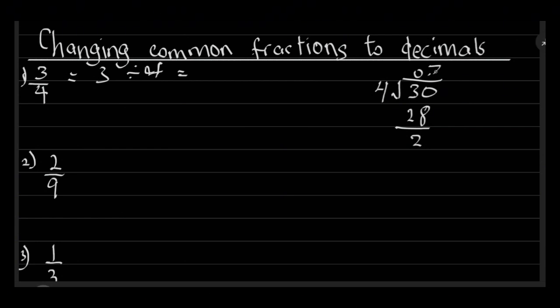Since 4 cannot go into 2, we'll have to introduce another 0. 4 will go into 20 5 times. 5 times 4 would be 20. Then we can do our subtraction. There is no need for us to add any decimal here again. After the first decimal, there is no need. So that is going to give us 0.75.